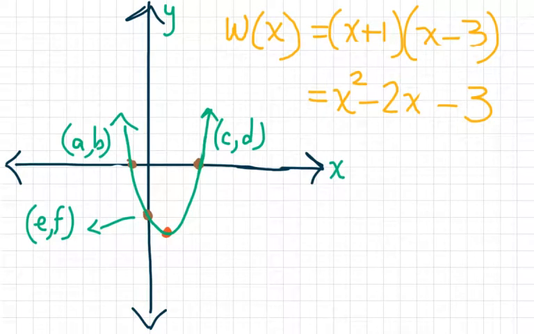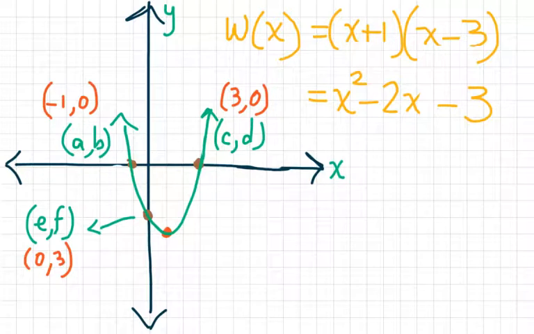What I've got, and if you want to jot this down, draw this quick graph, is a parabola labeled with some ordered pairs A, B, C, D, E, and F. I'm defining the function as w of x is equal to x plus 1 times x minus 3, and I'm writing it in standard form as x squared minus 2x minus 3. So what I'd like you to do is find the values of A, B, C, D, E, and F, and be prepared to explain your reasoning, how you came up with those values.